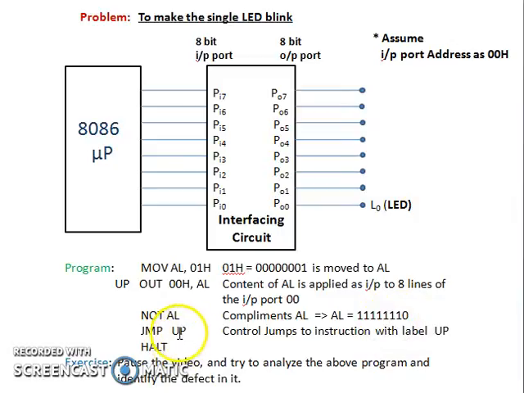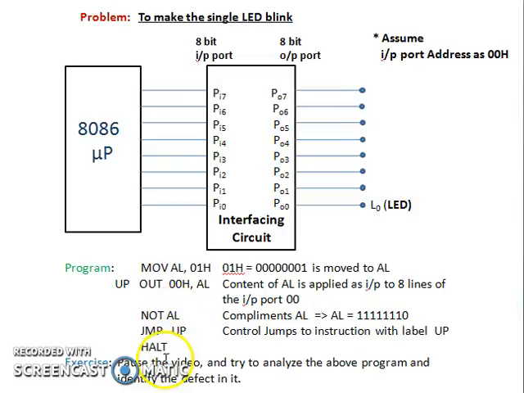The next instruction is JMP UP, where UP is the label. And now the next instruction that will be executed is the instruction with label UP, that is the OUT instruction. So the contents of AL whose LSB is 0 will go as inputs to the interfacing circuit. Since the LSB is 0, the LED will go off, and again NOT AL. So the contents of AL are again complemented and they will now become 01H. Now JMP UP, that is OUT, so the LED will again glow. In this manner the LED is made to blink.